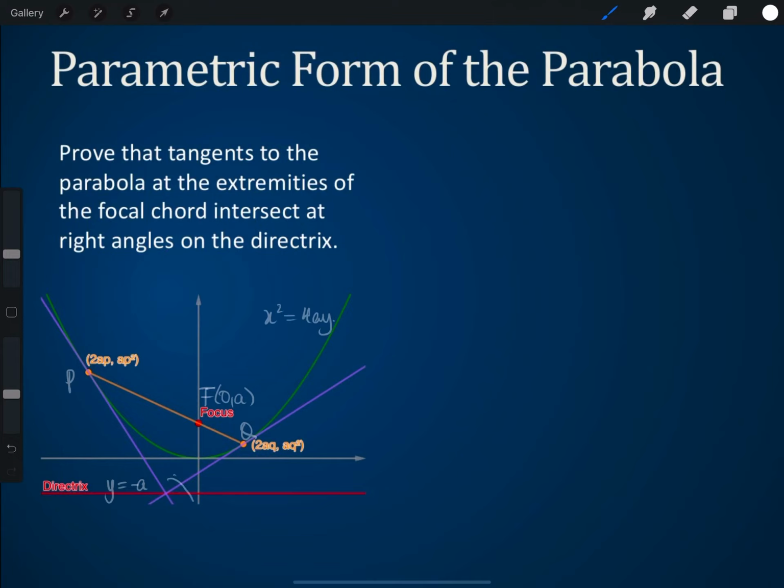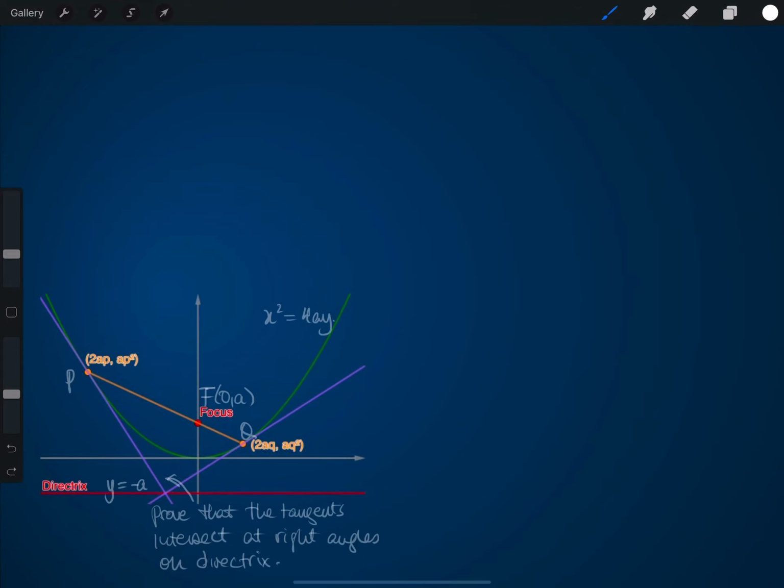And so the question is asking about this intersection. We want to prove that the tangents at P and Q intersect at right angles on the directrix. So, well, what do we know about these tangents? Well, the equation of the parabola is x squared is 4ay, and we can rewrite this as y equals 1 on 4a x squared. So to get the gradient function, we'll just differentiate this. So dy/dx is 1 on 2a x.